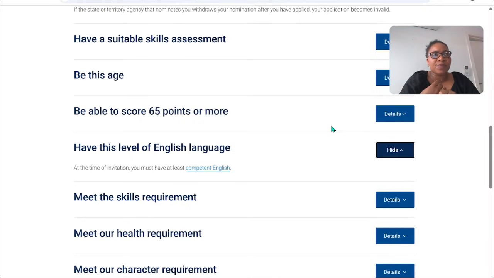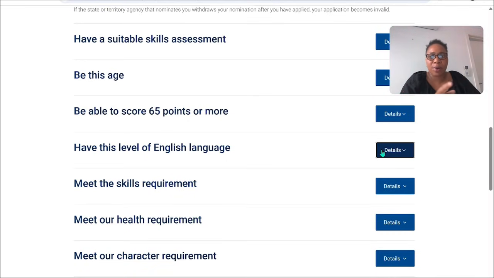So if my memory serves me well, with competent English, I think you've got 5 points. Then with proficient English, you've got 10 points. Then with superior English, you've got 20 points. So whatever you get contributes to your points.